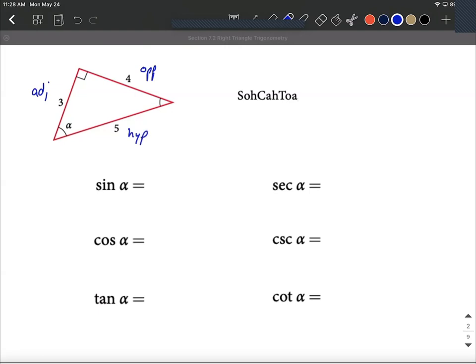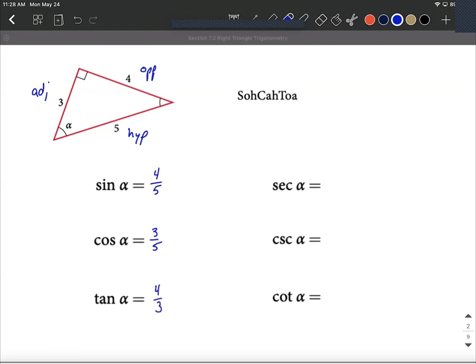Now that we've labeled them, let's use SohCahToa. So sine is going to be opposite over hypotenuse. So in our case, we said 4 was the opposite, 5 was the hypotenuse. Cosine is going to be adjacent over hypotenuse, so 3 over 5. And then tangent goes as opposite over adjacent. So in our case, that's going to be 4 over 3.